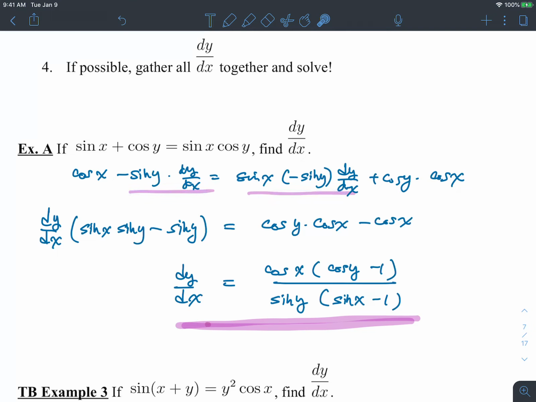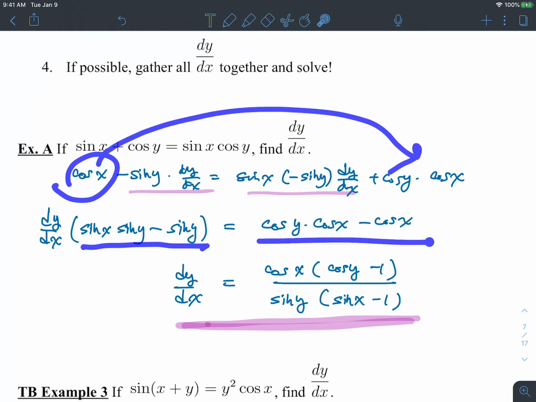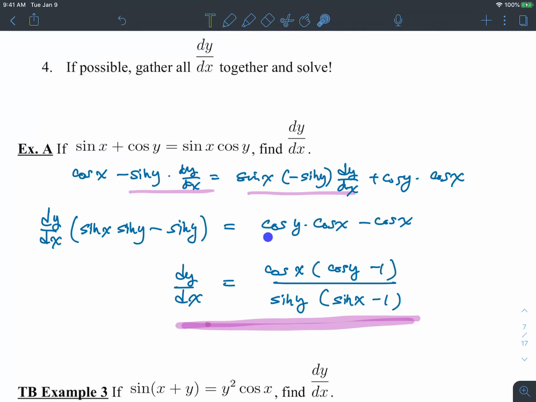I'm going to put everything on one side of the equation, which we end up with this. We're going to move this one to this side, we end up with this. And what we noticed was that on this side, we have cosine of x in common, so we factored that out. As I divide by this over here, I notice that they both have sine of y, so I factored it out, and there you go. That is it, guys.